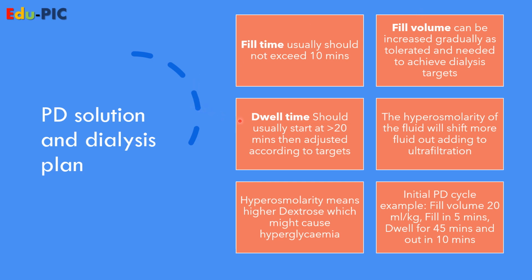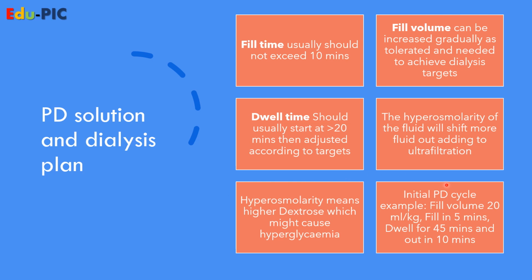The dwell time, which is the time that the fluid spends intraperitoneally before you start getting it out, should usually start at more than 20 minutes, and then you start adjusting it according to the targets. The high osmolarity of the fluid will shift more fluid with it through ultrafiltration, as we've talked about these principles before. The hyperosmolarity means more dextrose, which means possibilities of hyperglycemia, as some of that dextrose shifts into the plasma.